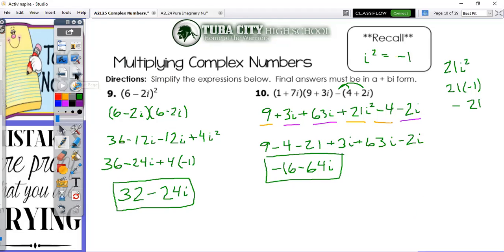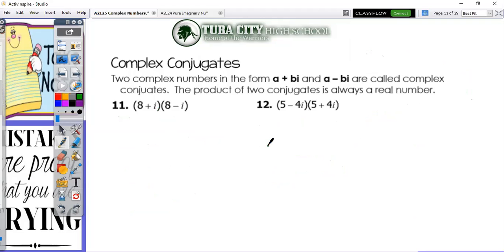Okay, let's see, moving on. All right, so here we have complex conjugates. If you have two complex numbers in the form of a plus bi and a minus bi, we call those complex conjugates. The product of two conjugates is always a real number. So again, they look the same, 8 and i, but one is joined with a plus and the other has a negative. Same thing here, 5 and 4i, 5 and 4i, different operation.